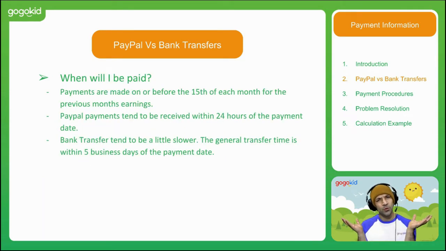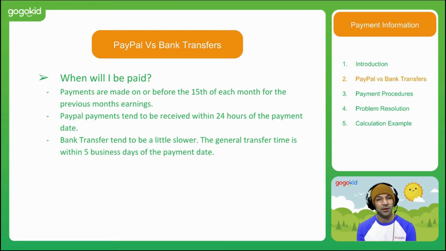So when will we get paid? Well, the payments are made on or before the 15th of each month for the previous month's pay. That is, the payments from the first day to the last day of the previous month. Exact payment date may differ from month to month. Sometimes it may be on the 15th, sometimes it may be a little earlier. It depends on when the financial review process for the payment is completed for that particular month.